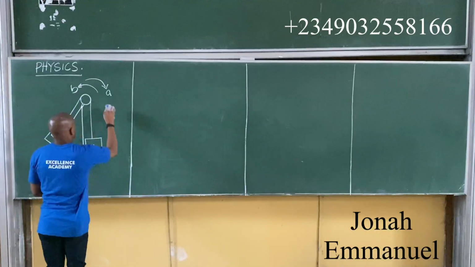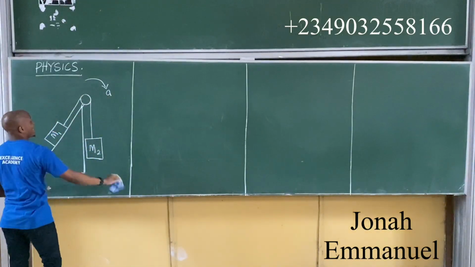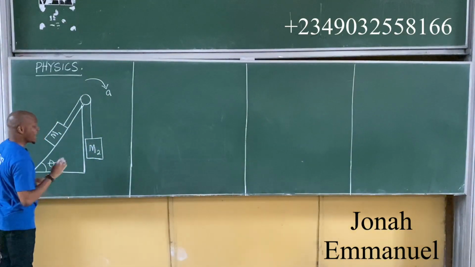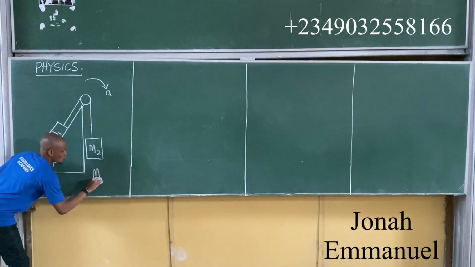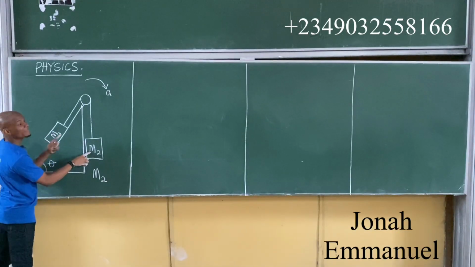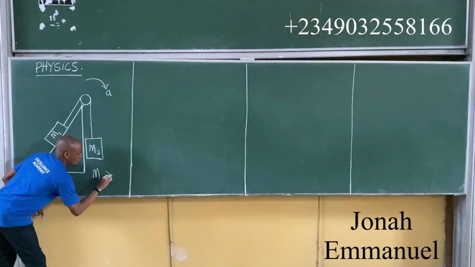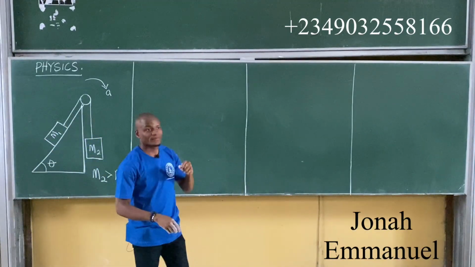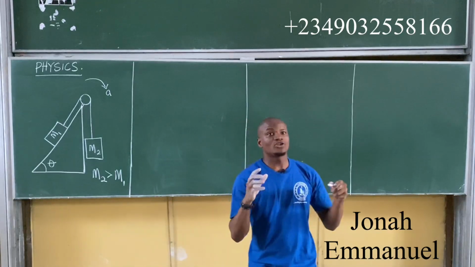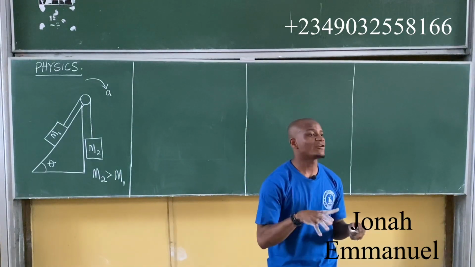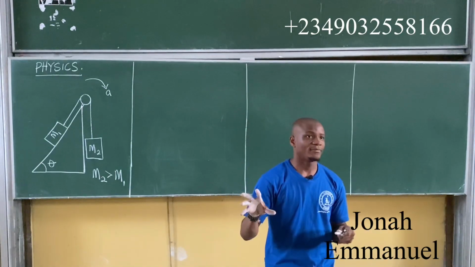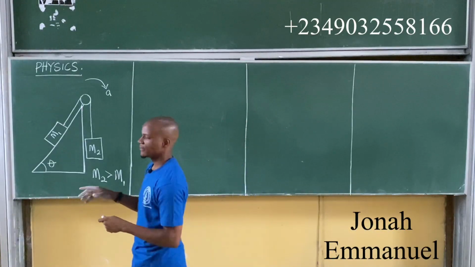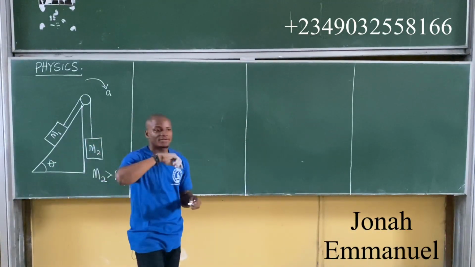Alright. So that means in this diagram, we are assuming that M2 is a greater mass than M1. That means M2 is greater than M1. That's the first task. If you're done with that, what next? Get out your free body diagram.